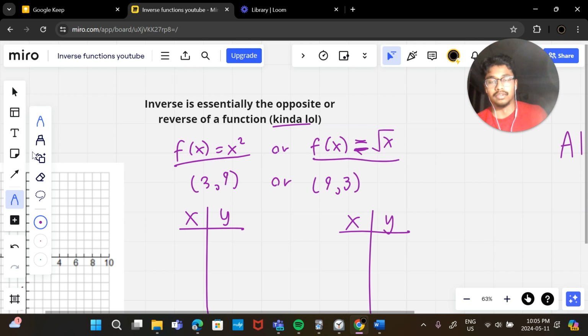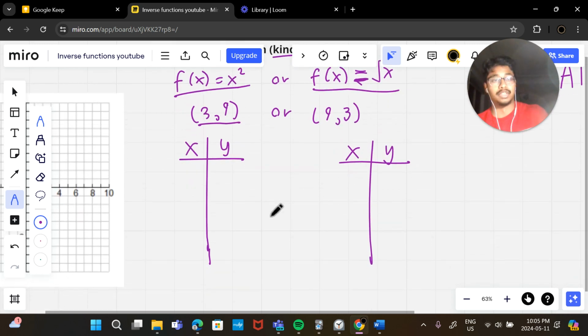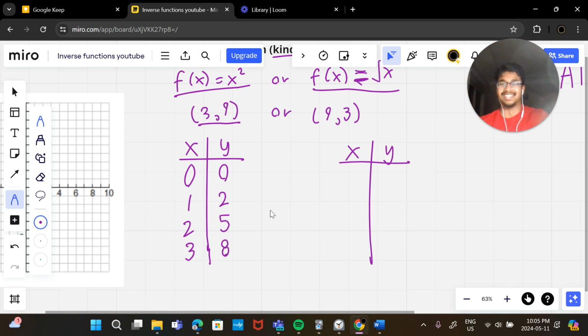Another way to look at inverses, or for me to explain inverses to you, is if I give you a set of coordinates, then the inverse of that would be just the x and the y variables switched around. Same thing if I have a table of values. Let me just make a random table of values real quick, with some random numbers here. I don't have a particular order to this, but basically, the inverse of this would just be the coordinates flipped around. That's it. That's all that inverse really is.